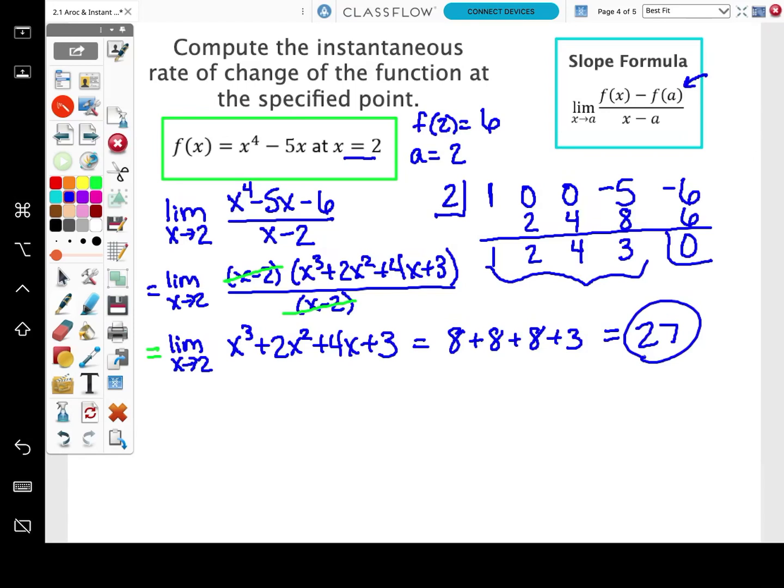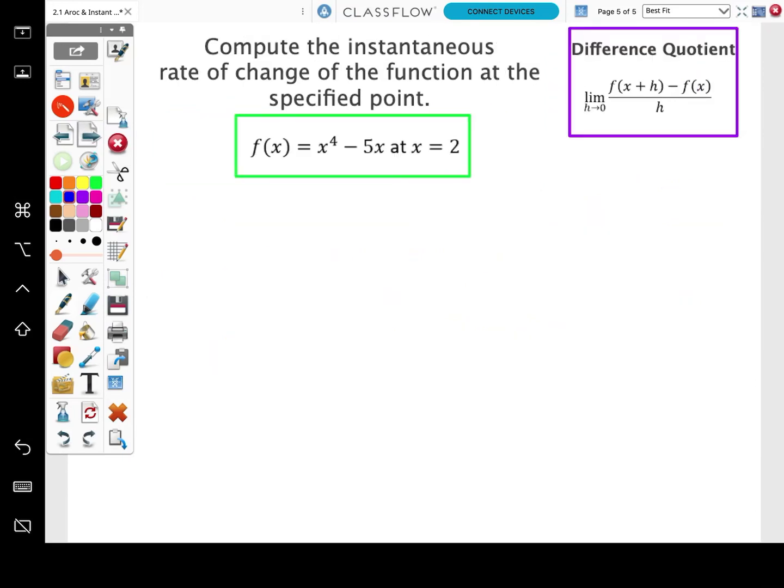And that's how it works. So the instantaneous rate of change at x equals 2 of our function is 27. We don't know what units we were looking at, but it's 27 somethings. Okay, so not too bad, not too bad.